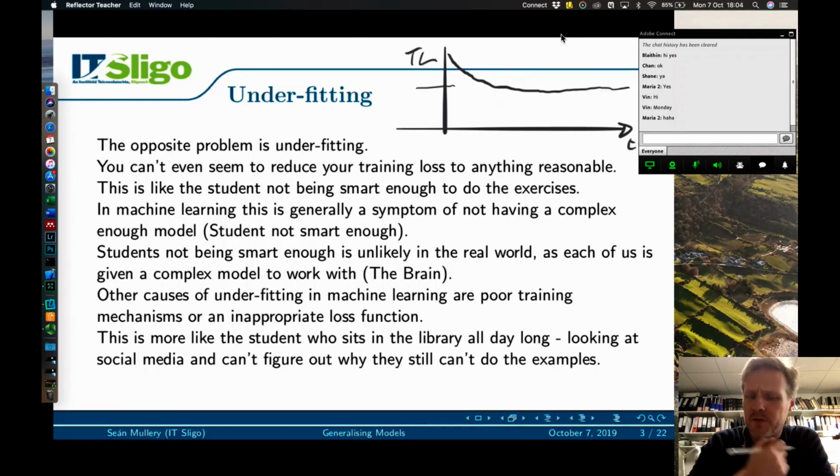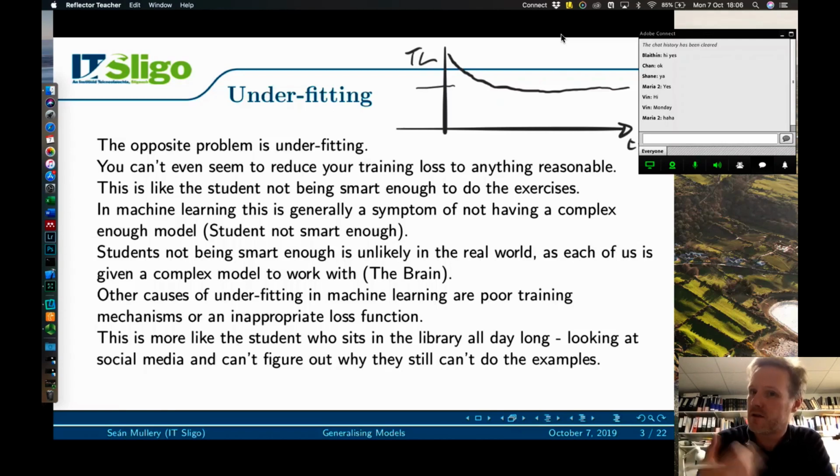So other causes of underfitting in machine learning are poor training mechanisms, or maybe an inappropriate loss. So we're training to minimize the wrong loss, and our system just isn't able to do it. Okay, so lots of these things can cause us to have an underperforming model in this way. So this is a little bit like the student who has the perfectly good brain but sits all day in the library looking at social media or something like that and can't figure out why they still can't do the examples.